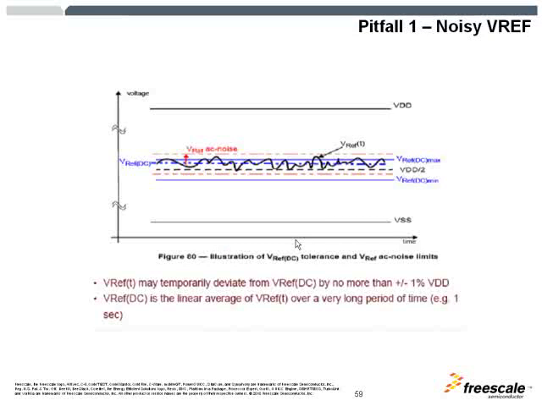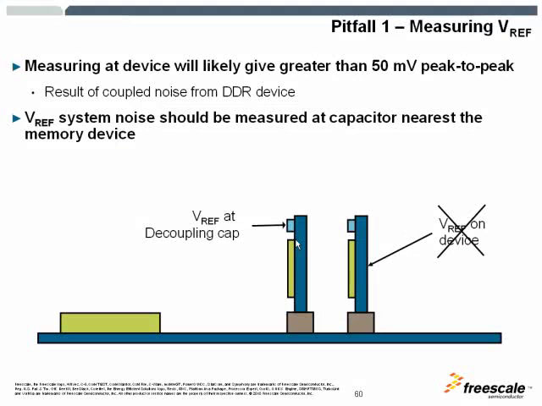Although these are very low current consuming signals, you just want to keep it away from other signals so there's no noise, additional noise coupled on them. When you're measuring the VREF, make sure that you measure it at the decoupling cap for the VREF. Measuring the VREF at any other point would not show you valid information.